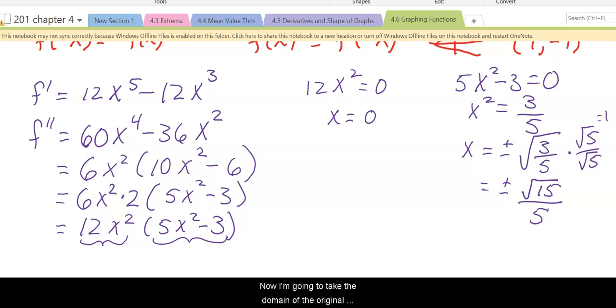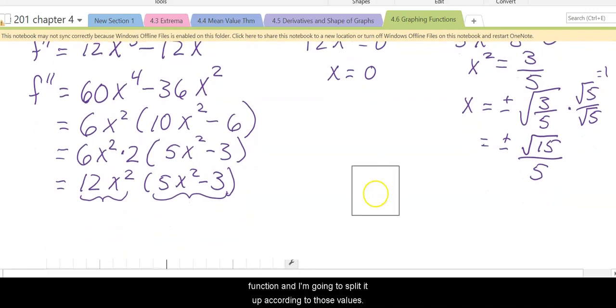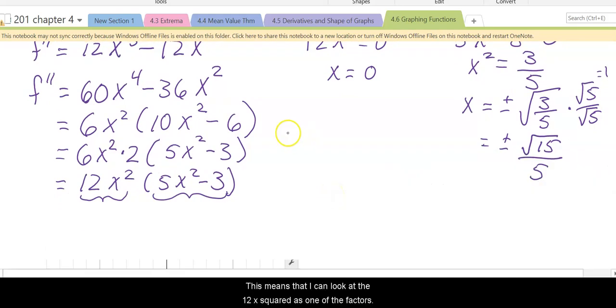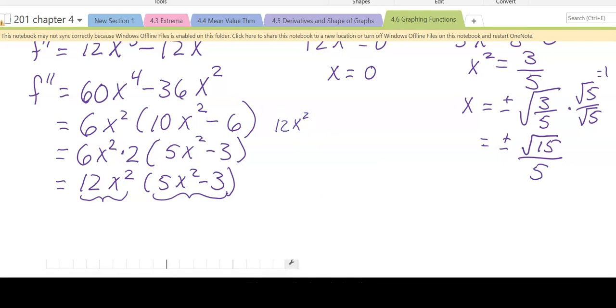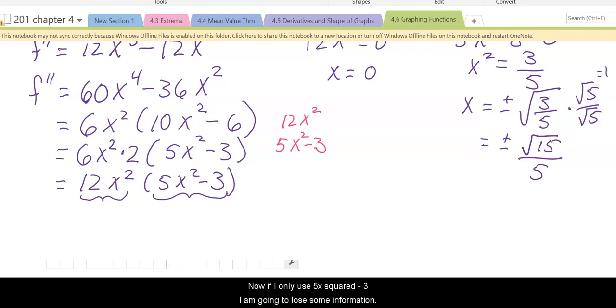Now I'm going to take the domain of the original function and split it up according to those values. This means that I can look at the 12x squared as one of the factors. And let me change colors so that we can see it a little more easily. The 12x squared as a factor and the 5x squared minus 3. Now, if I only use 5x squared minus 3, I am going to lose some information.